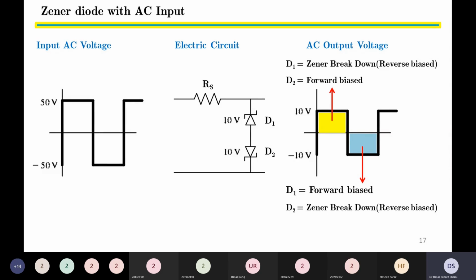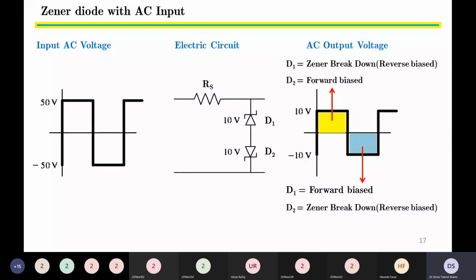The amplitude during the positive half of the square wave is 50 volts, and the peak voltage during the negative half is minus 50 volts. So we are giving this positive 50 volts to negative 50 volt square wave AC voltage to the input of our electric circuit. The electric circuit consists of resistance Rs and two Zener diodes D1 and D2. Each Zener diode has a breakdown voltage of 10 volts.